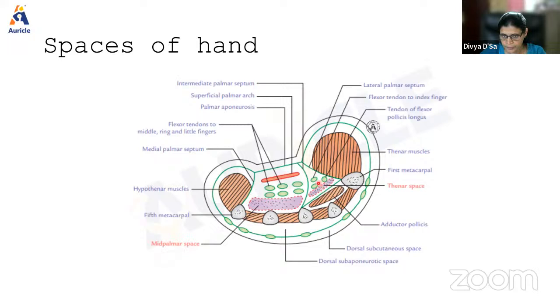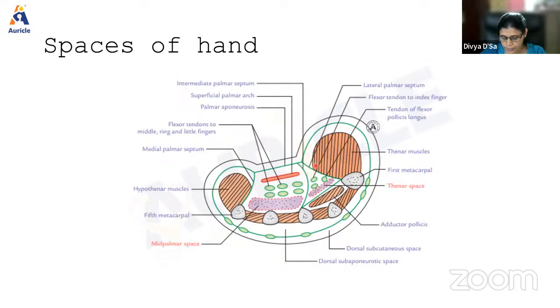Then the radial bursa, which will be enclosing the tendon of flexor pollicis longus. And these two are the flexor tendons to the index finger, meaning both flexor digitorum superficialis and flexor digitorum profundus tendons. Then we have the first lumbrical, in relation to the flexor digitorum profundus tendon. So these are the anterior relations.